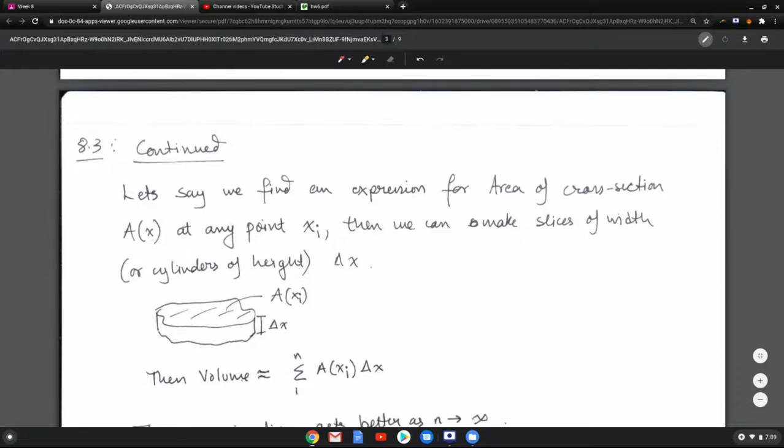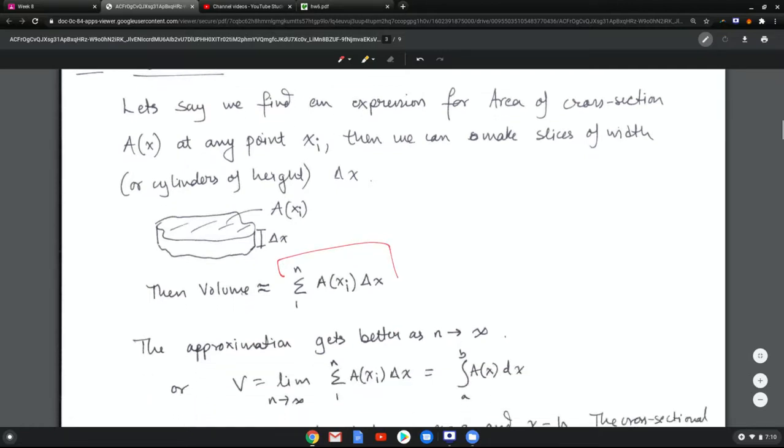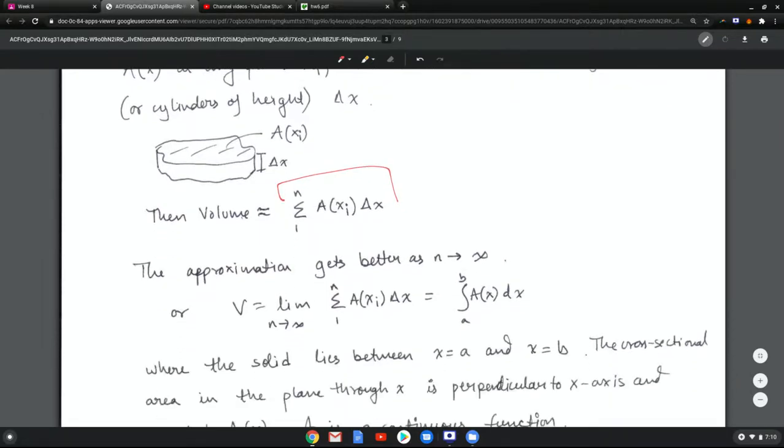So let's formalize this method. Let's say we find an expression for the area of the cross section, and we call it A(x) at some point x_i. Then we make slices of width, or cylinders of height, delta x. Then the volume is the sum of all of these slices. So it's the sum of A(x_i) delta x, from 1 to n. And this approximation gets better as n goes to infinity, meaning as n goes to infinity, delta x goes to 0. So these are really small slices.